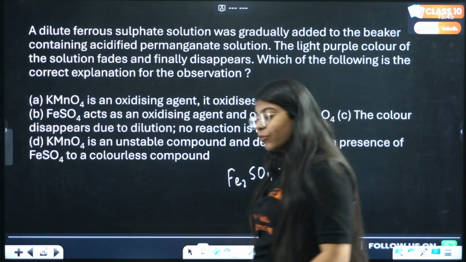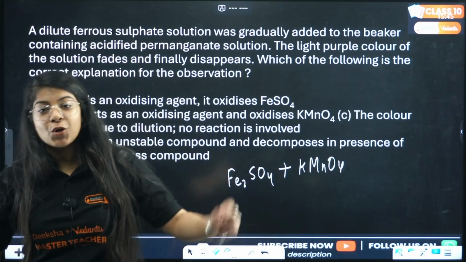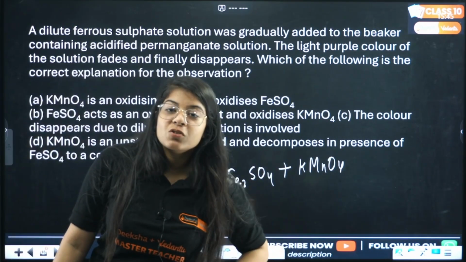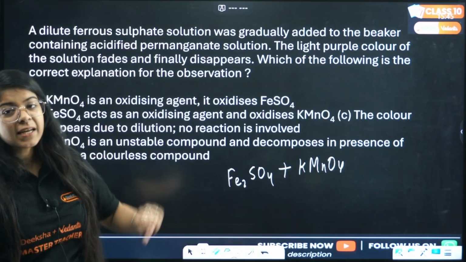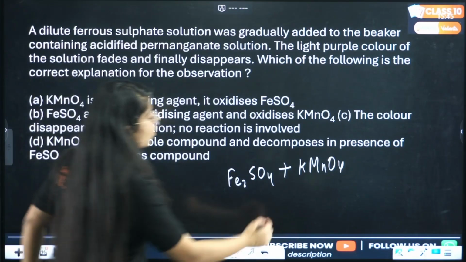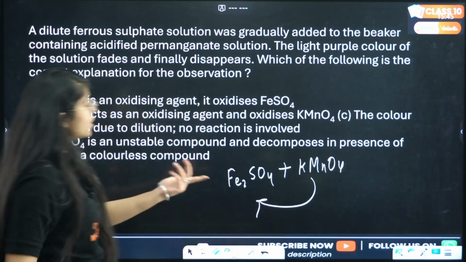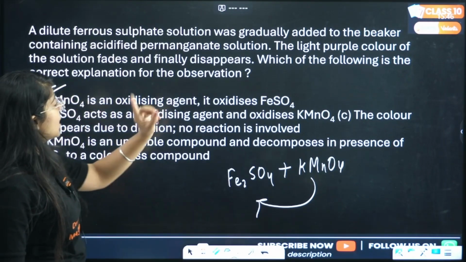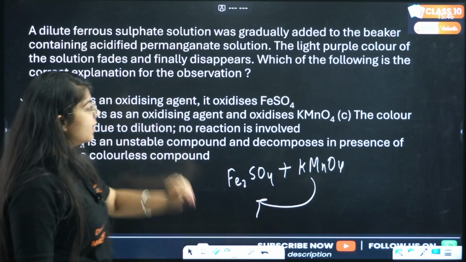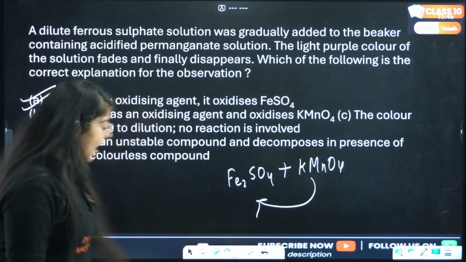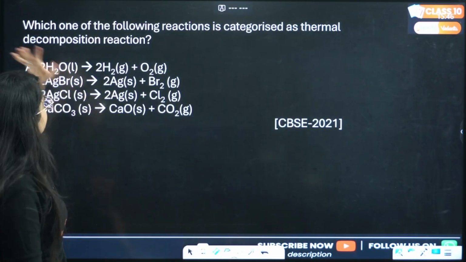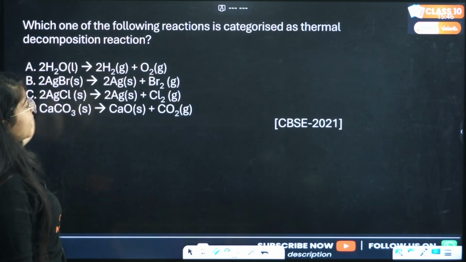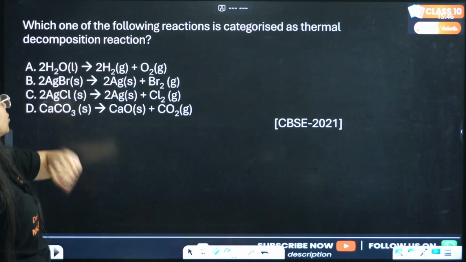Now, if you have watched the one shot, if you have studied, you know that KMnO4 is an oxidizing agent. It is an oxidizing agent, so it oxidizes FeSO4. So what is true? A part is the true option. KMnO4 is an oxidizing agent. It oxidizes FeSO4. Done.